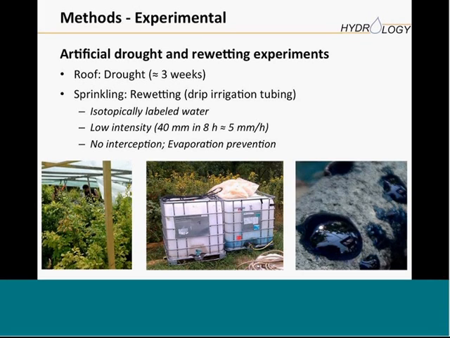And then the sprinkling was done with a drip irrigation tube. We couldn't do a precipitation sprinkler because we also wanted to measure at the same time transpiration of the plants. We used isotopically labeled water with a low intensity of around 5 millimeter per hour, total 40 millimeters of water, and we had no interception and prevented evaporation at the soil surface.